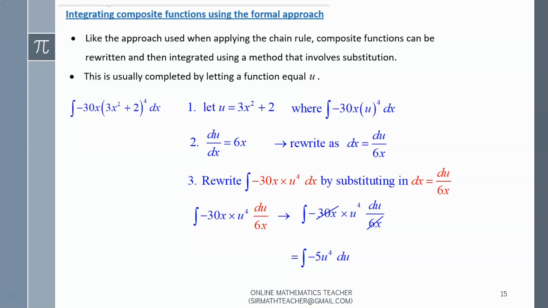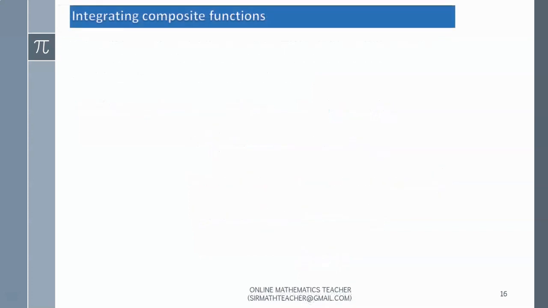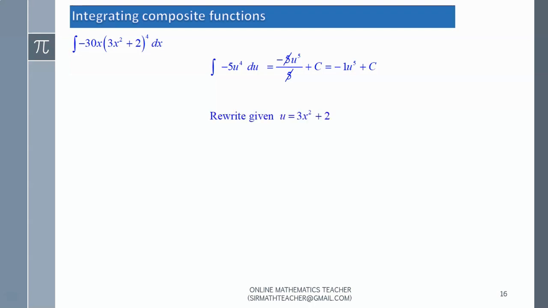You can now integrate that integrand in terms of du. So what we've rewritten that integrand as is negative 5u to the 4 du. We add 1 to the index and divide by it, so that 4 becomes a 5, and we divide by 5. We cross out the 5s, we end up with negative 1u to the 5 plus c. Rewrite, given that u was 3x squared plus 2, we end up with negative 1 lots of (3x squared plus 2) to the 5 plus c.